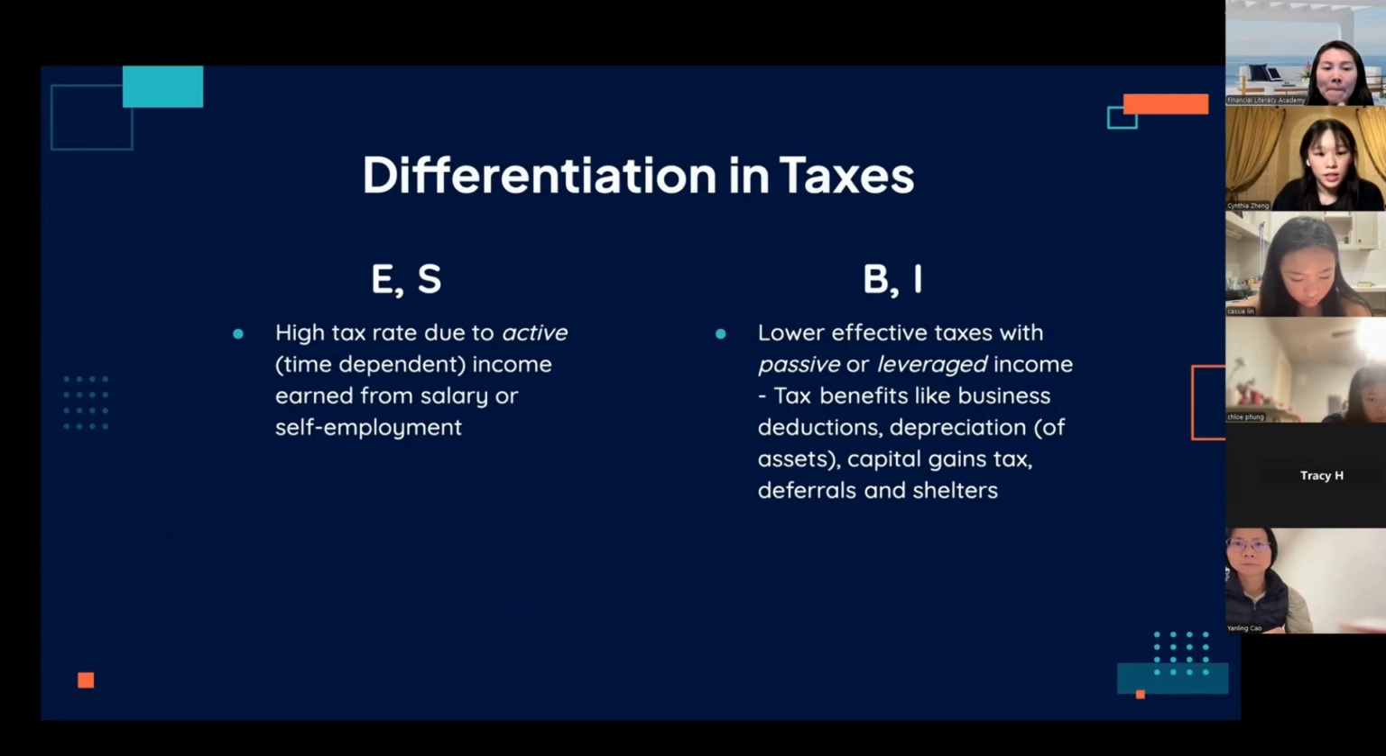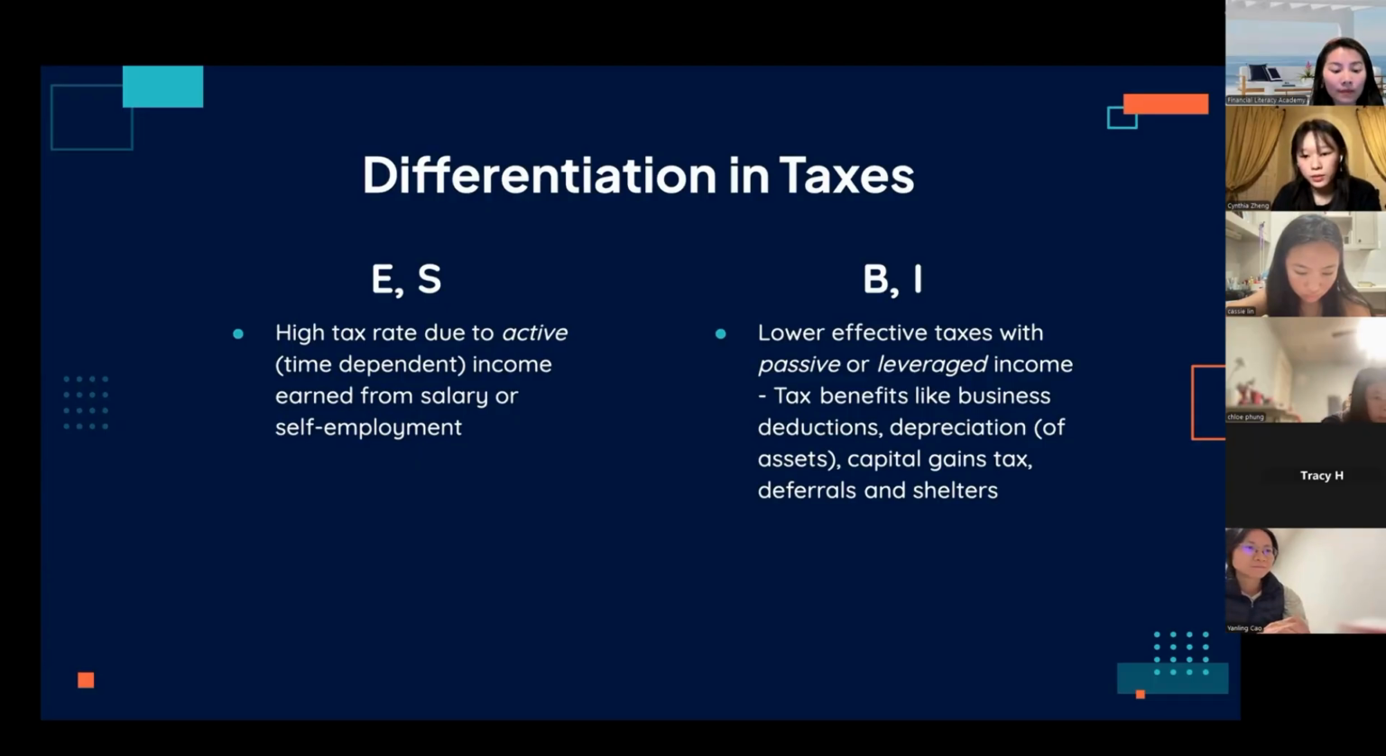So E and S have the higher tax rates, because they earn active income, like tax-dependent hourly wages. Those require high taxes, and the self-employed individuals also have to pay another self-employment tax.